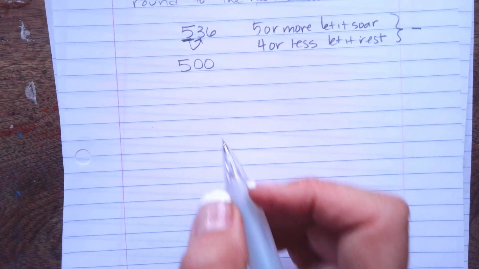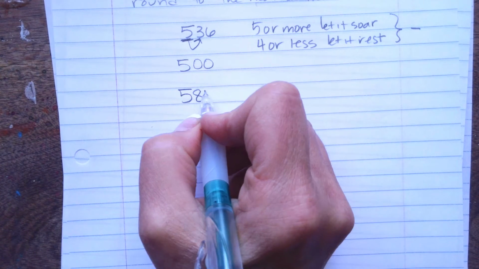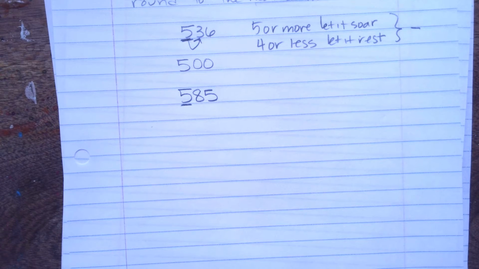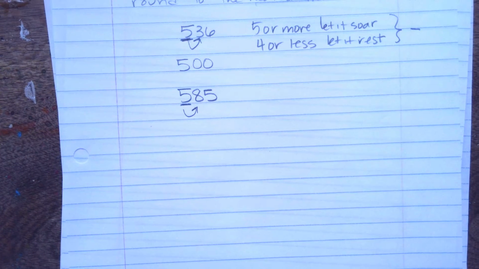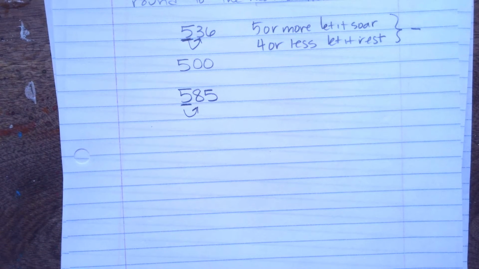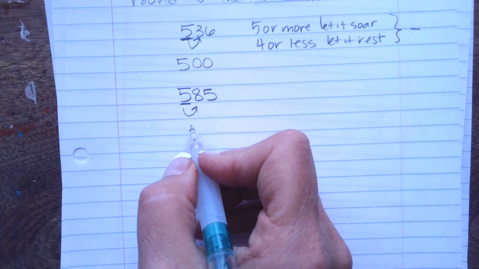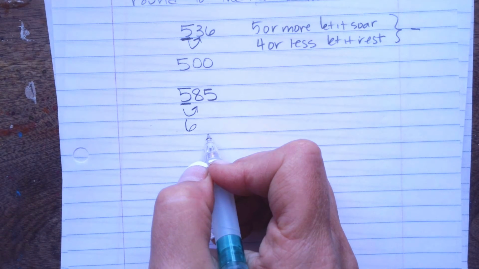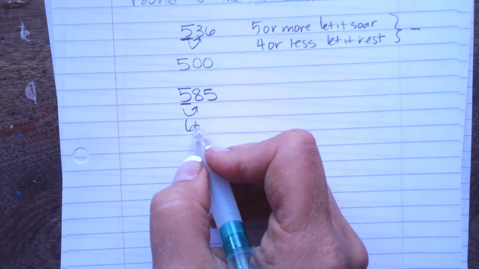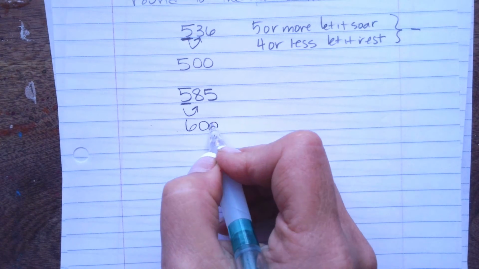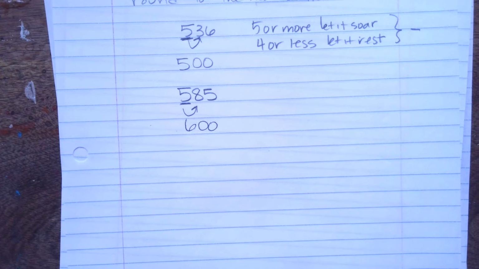If it was 585 and they wanted us to round to the hundreds, we're going to go to this digit here to the right and we're going to say 5 or more, let it soar, 4 or less, let it rest. So this is a 5 or more. So this 5 goes up by 1. It becomes a 6. And then everything after it becomes a 0. So it rounds to 600.